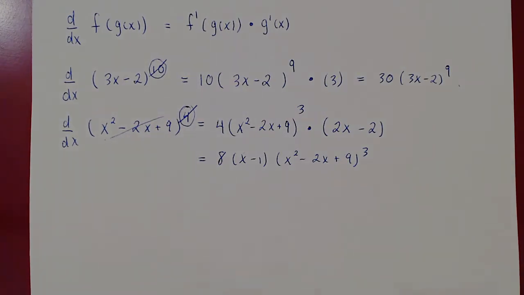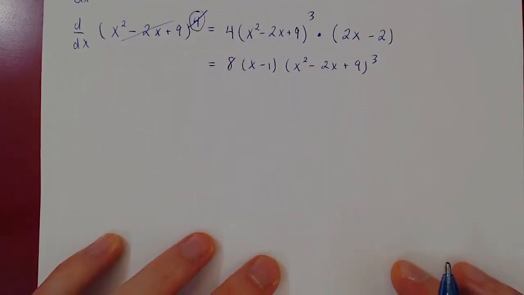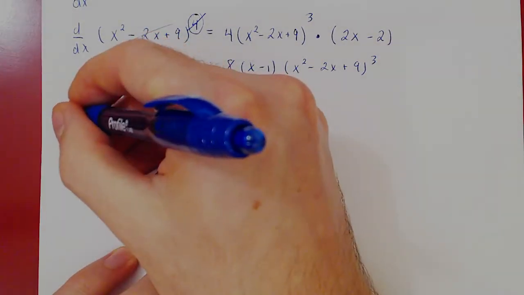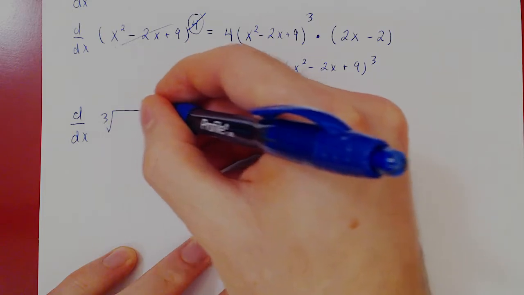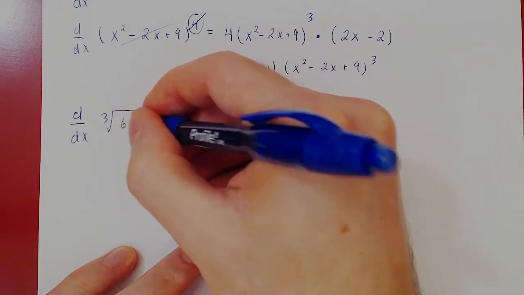What if we had, say, a cube root? So the derivative of the cube root of 6x plus 1.